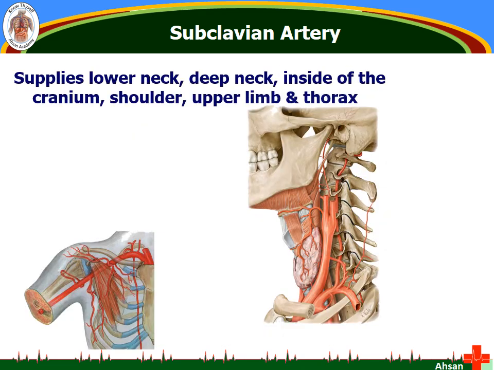So subclavian artery supplies the lower part of the neck, deep structures of the neck. It goes in, sends branch to the structures in the cranial cavity, the shoulder, upper limb, and the thorax. So this widespread distribution of branches are there from this short artery.